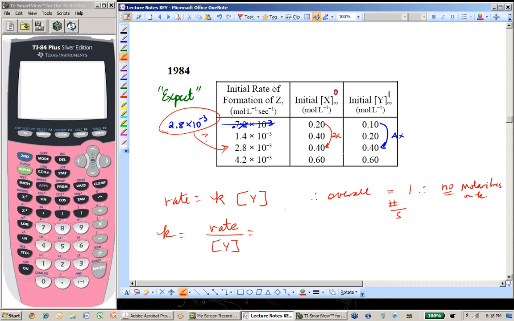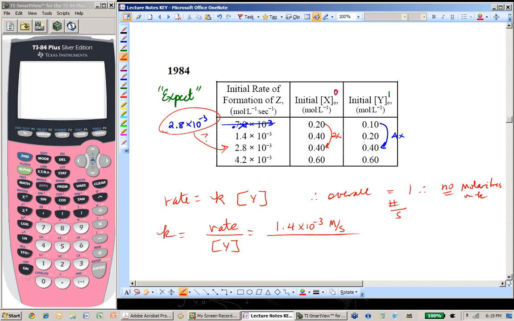Pick a line, any line. I'm going to go with the second line, 1.4 times 10 to the minus 3. And that is molarity per second. It's always a molarity per time for rate. Always, always, always. I say always very often. Let me say it again. Always, always, always. Over the concentration of y.